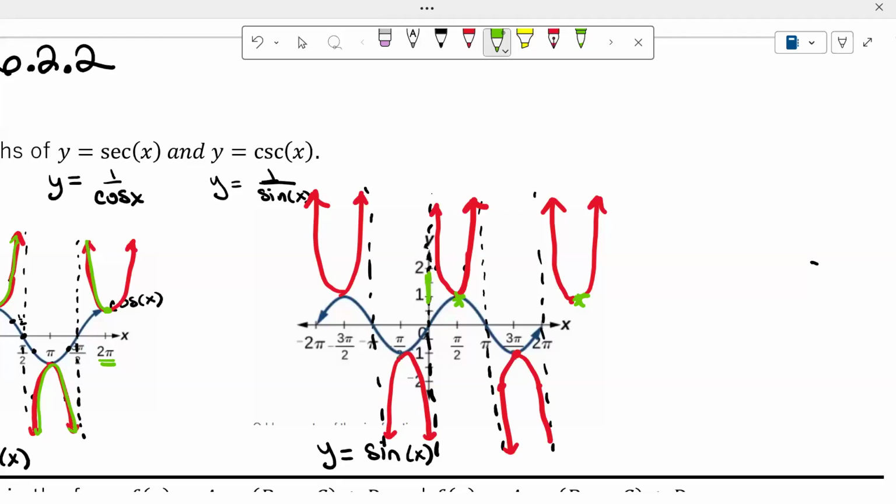Or asymptote here at 0. Yes, there's another asymptote, but I haven't even established the U that opens down yet. So the pattern doesn't repeat until I get to 2 pi. So the period for cosecant is also 2 pi, okay?